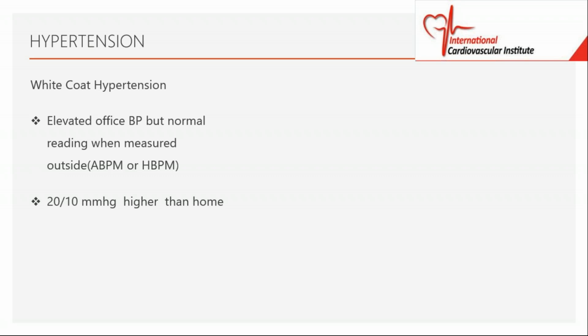Is the blood pressure elevated at home as well? So you can use your out of office blood pressure assessment to determine that. If you have elevated office blood pressure, but when they do out of office measurements, so ambulatory or home blood pressure monitoring, that's normal, then that's what we call white coat hypertension.